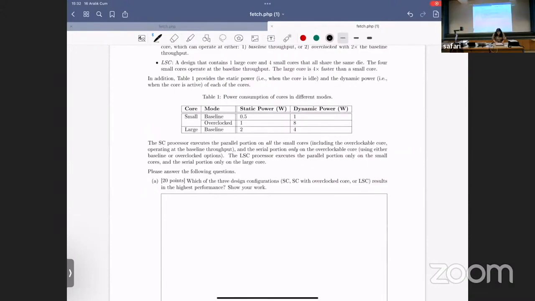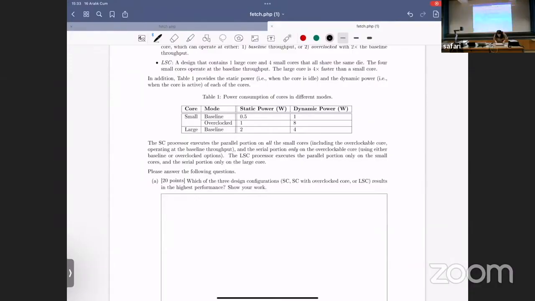The SC processor, the first configuration, executes the parallel portion on all small cores, including the overclockable core operating at the baseline throughput. So that is when we have the parallel portion. And for the serial portion, it only works on that overclockable core. But then based on the power budget we have, we can decide whether it should be the baseline config or the overclocked config. So that was for SC.